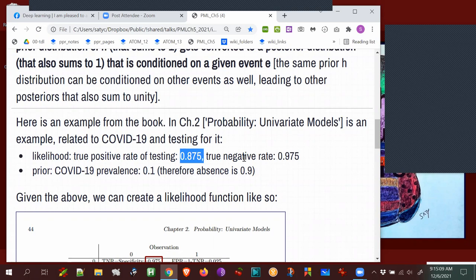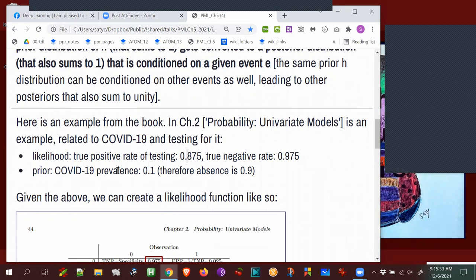Likewise, if the test comes out to be negative, what does that mean? Does it mean you don't have COVID? It's not 100%, it's 97.5%. So that is a true negative rate. So we're given two things just from the real world based on how accurate the test is: the true positive rate, that fraction, and the true negative rate, that fraction. And those fractions, of course, don't have to add up to one. It depends on the test, depends on other worldly conditions.